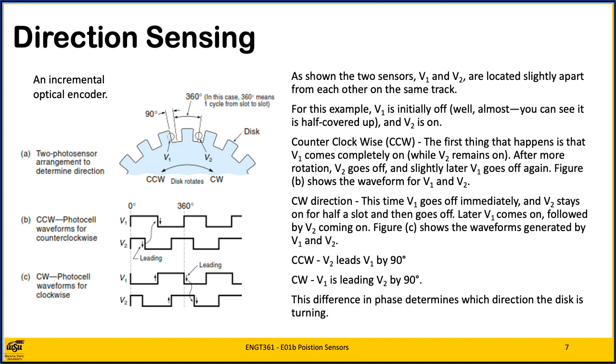Compare the two sets of waveforms. Notice that in the CCW or counterclockwise case, V2 leads V1 by 90 degrees, whereas for the clockwise case, V1 is leading V2 by 90 degrees. This difference in phase determines which direction the disk is turning.